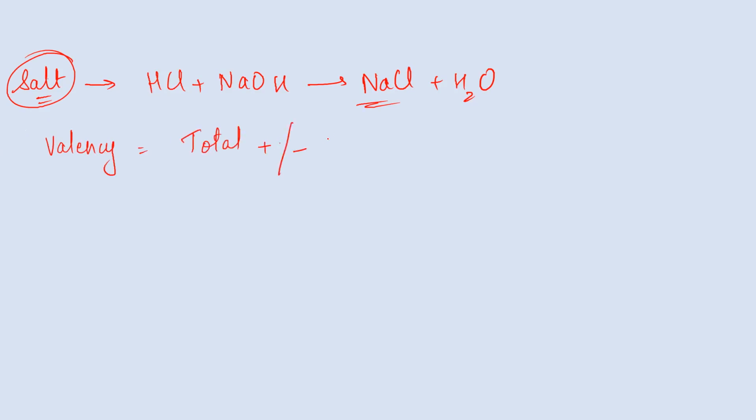positive or negative charges. Okay, because what is a salt? A salt is Na plus and Cl minus. So you will have a cation, you will have an anion also. So there will be positive and negative charges. You have to take the total positive or the negative charges on, say, cation, anion. Okay, so that is what you are going to consider.